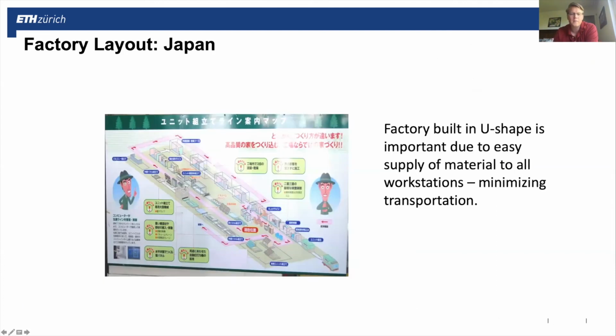Another example from Japan, I didn't take this picture, but you can see here that the factory is built in a U shape, and so you have an easy supply of materials to all different parts. So the materials can come from the outside, while the actual modules flow in kind of a U shape, and they go out the same way they come in. There's different designs, but there are different options for how you want to lay out a factory.